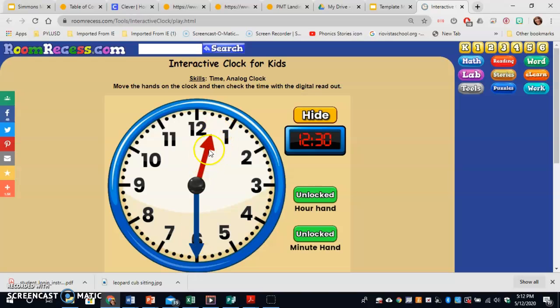Now you will notice that the hour hand is exactly in between the 12 and the 1. How do you figure out what the hour is? Well, you think, if a clock always moves clockwise, this way, down to the right, up to the left, then the hour would start here, and then it would move to the 1.